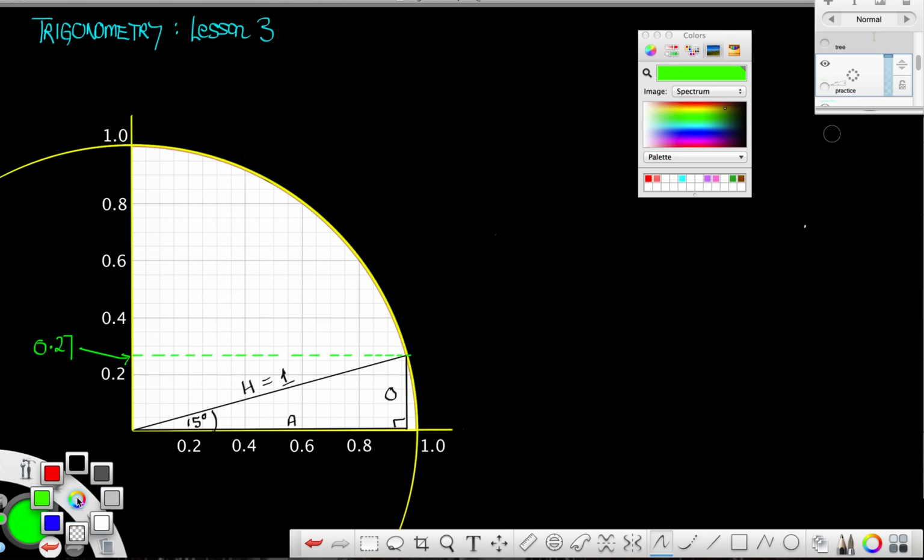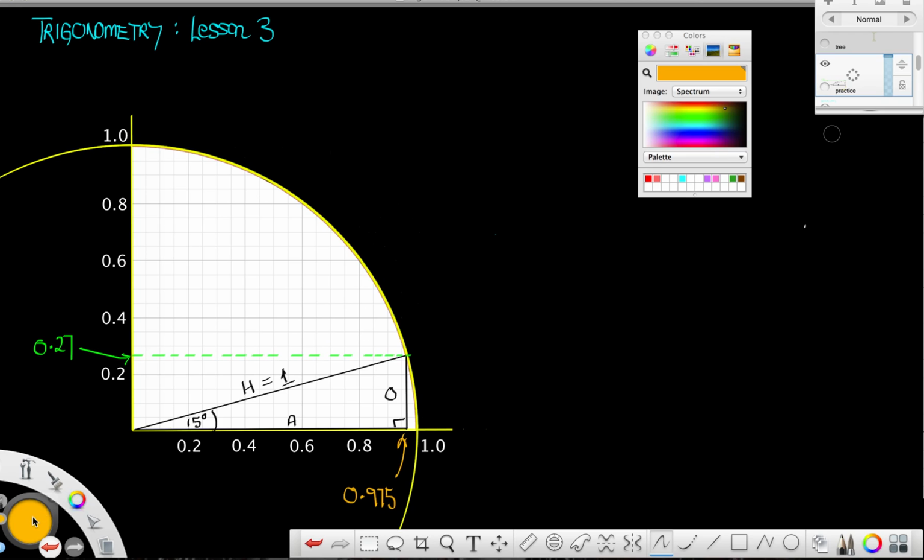And let's do the same with the adjacent side. So we're measuring the length of the adjacent, 0.8, there's 0.9, 0.95, 0.97 or 75, something like that. So about 0.975 or something along those lines. We're probably a little bit out there, but that's the best that we can do. So we think that our opposite length is about 0.27 units.